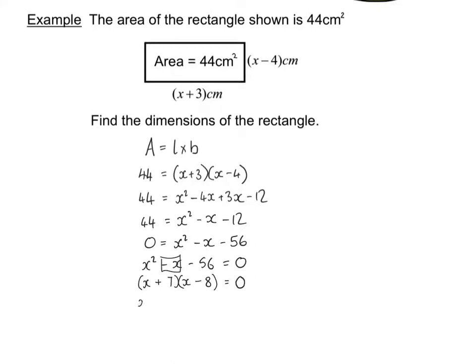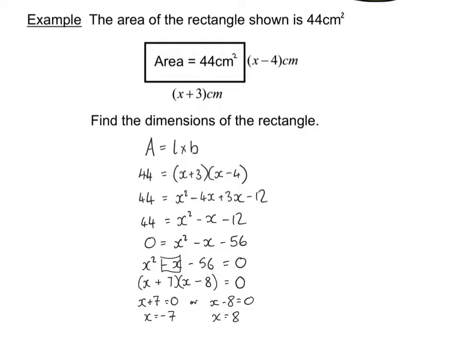Now, breaking that into two separate equations as we do with quadratic equations, so x plus 7 equals 0, or x minus 8 equals 0, so x equals negative 7, or x equals 8. Now, as is always the case with quadratic equations, we have two solutions. What we're looking at here, though, is a practical real-life problem. So, if I look at those two possible answers, negative 7 and 8, you can quickly discount one of them. The negative 7 here is not possible.